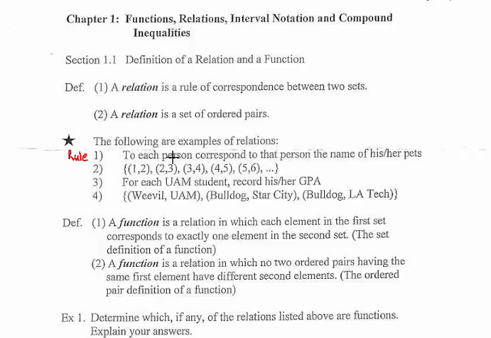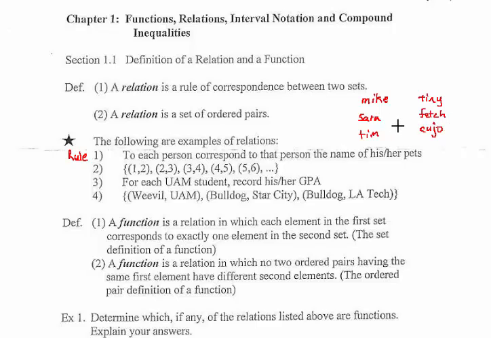So if we were to sketch a diagram as far as this first relation goes, we could just make up some people, maybe Mike, Sarah, and Tim, and then the names of his or her pets. Maybe the pets' names were, I don't know, Tiny, Fetch, and Cujo.